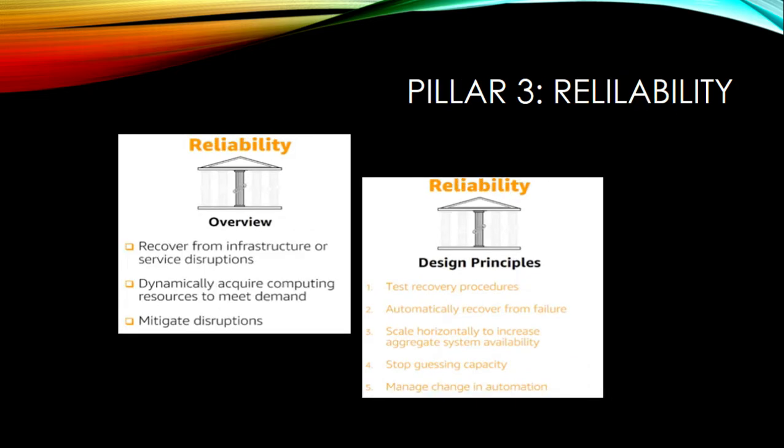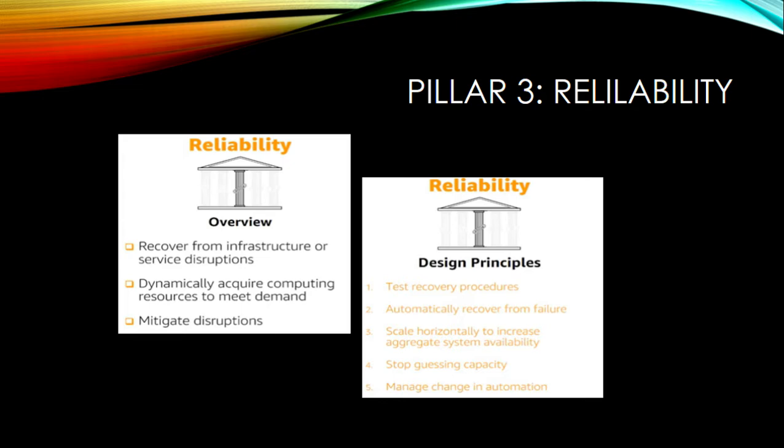Moving on to pillar 3, the reliability pillar. It includes the ability to recover from infrastructure or service disruptions, dynamically acquire computing resources to meet the demand, and mitigate disruptions such as misconfiguration or transient network issues. Here again, let's take a look at the design principles for reliability.